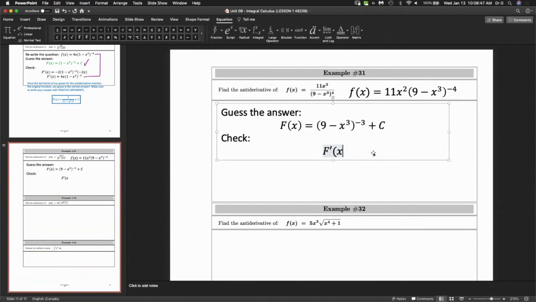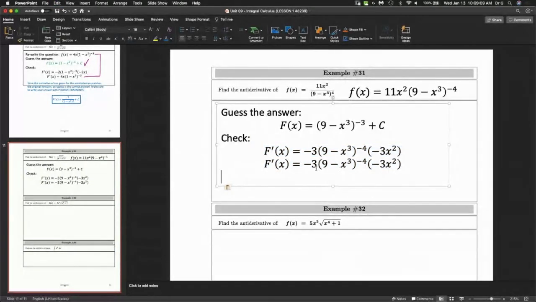And we're going to check if our guess is good by finding the derivative. And for that, we use the power of a function rule. So bring that negative 3 down. 9 minus x cubed to the negative 4. And don't forget to take the derivative of this. So that's going to be negative 3x squared. We can simplify that a little bit further by taking this term here and multiplying by negative 3. So we're going to get 9x squared. And I'm going to pause right there.